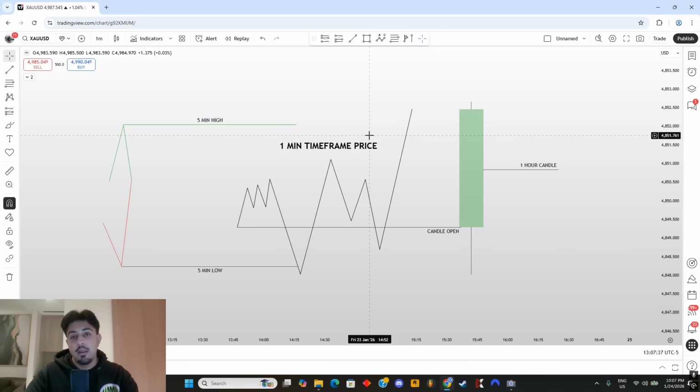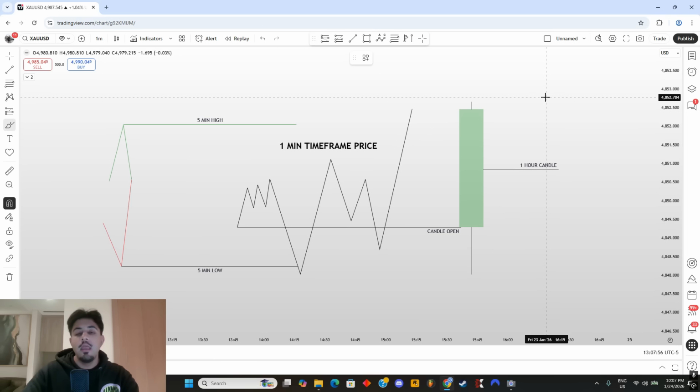Now, as I said before, you can basically trade every single 1 hour candle, but it's going to build a habit of overtrading. So this is what I suggest: you can take one trade each session. So you can take one trade during Asia, one trade during London, and one trade during New York.